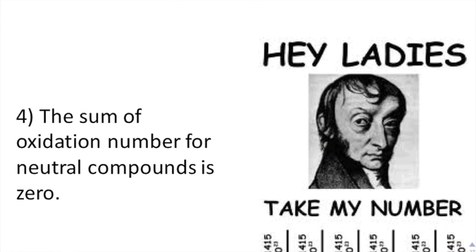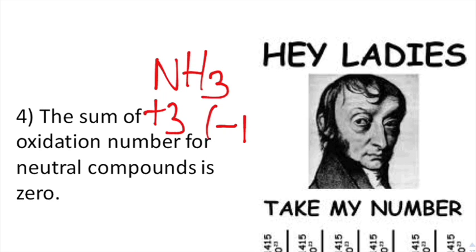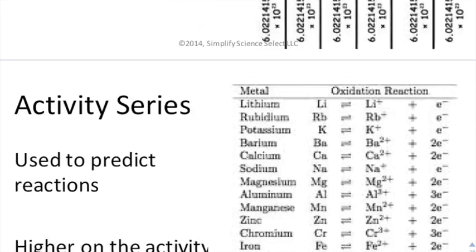Whenever you add it up, the sum of the oxidation numbers for a neutral compound is 0. For example, with NH3, hydrogen can be -1 and nitrogen can be +3. I have 3 hydrogens at -1, and they add up to 0, so ammonia has a charge of 0.